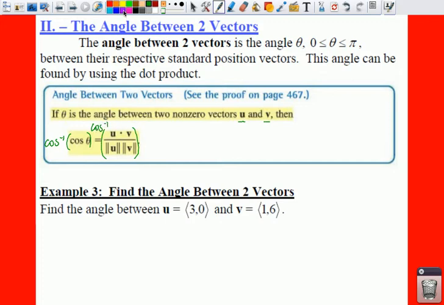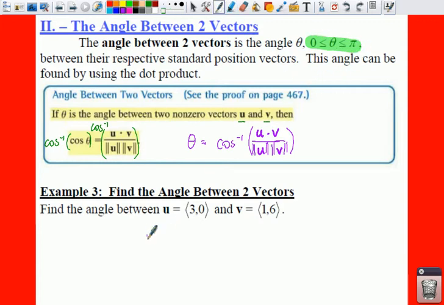So I think it's a little bit easier if you maybe want to write this down, and I will allow you to add it to your formula sheet, as theta will be the arc cosine of the dot product of u dot v all divided by the magnitude of u times the magnitude of v. That will give you your angle between your two vectors. Now remember, this has to be between 0 and pi, so it can't be bigger than 180.